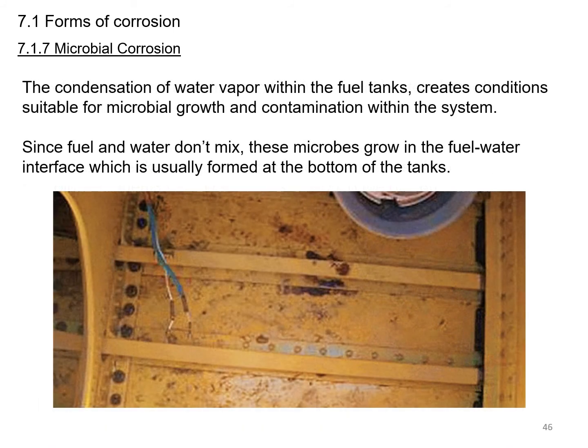The condensation of water vapor within the fuel tanks creates conditions suitable for microbial growth and contamination within the system. Since fuel and water don't mix, these microbes grow at the fuel/water interface, where they actually separate, which is usually formed at the bottom of the tanks. Now on the picture you see some brownish residue in the bottom of a tank. This is the microbial corrosion, or the fungus, in the fuel cells or fuel tanks.